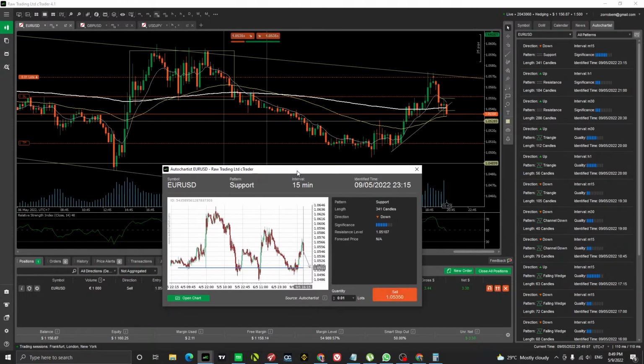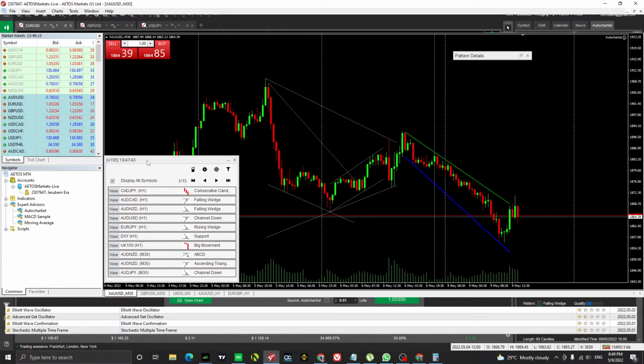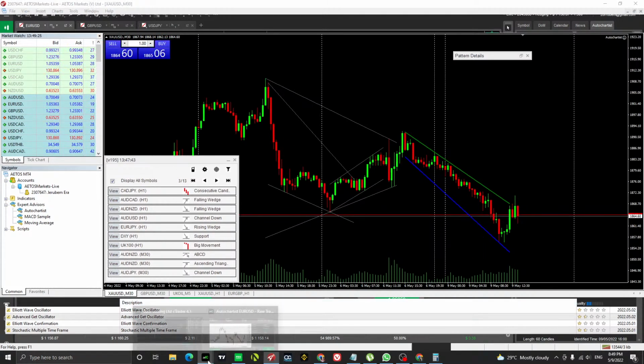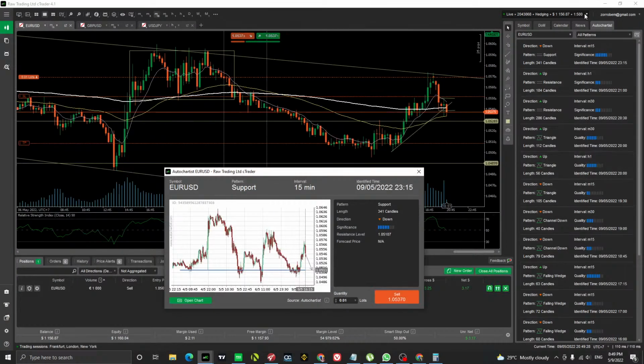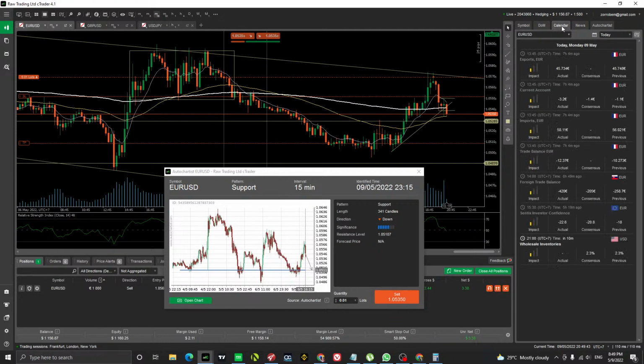Some of you are used to MetaTrader. I also use MetaTrader. There's also Auto Chartist in this other broker, this is Atos Markets. So this one also has Auto Chartist over here. In cTrader, you can see Auto Chartist is inbuilt into the platform, so you don't need to install it separately. You can also have news and the calendar built into cTrader. It's quite a good trading platform.